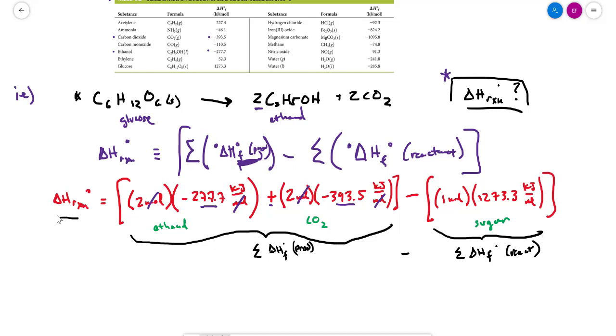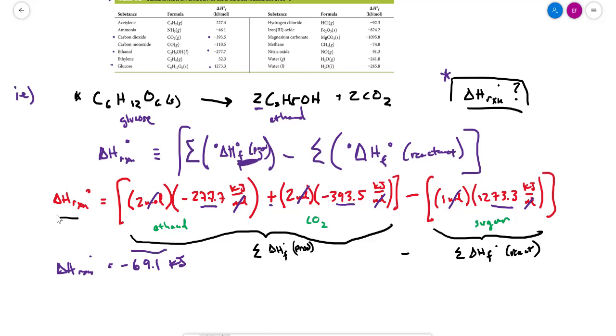I'm going to subtract from that the sum of the formation energies of all the reactants. In this case, we only have one, which is glucose. We have 1 mole of it, and glucose has 1273.3 kilojoules per mole, which I put here. So mole, mole. That allows me to subtract and sum this up. What I get out of this is delta H reaction is equal to minus 69.1 kilojoules. Not kilojoules per mole, remember, this is kilojoules. The moles have gone away.